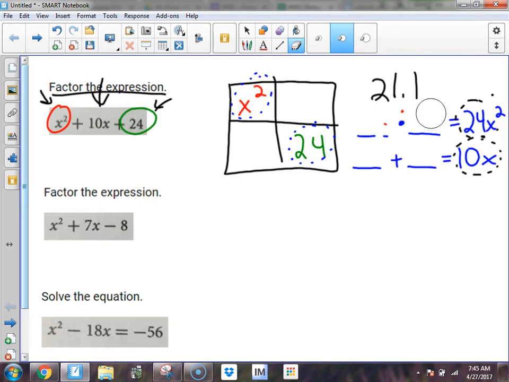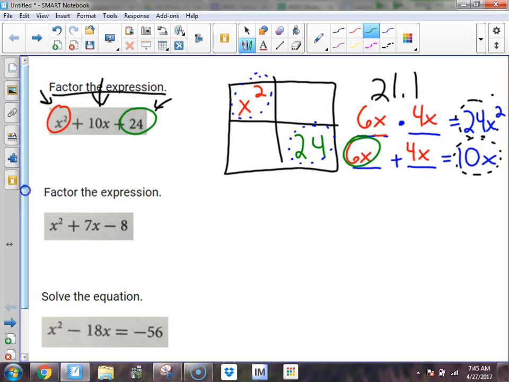Any other numbers you think might do this for us? Yes? 6 and 4. Let's check and see if this works. 6x and 4x. Okay, so yes, they do multiply to 24x squared. Now let's check. Does 6x plus 4x equal 10x? It does. Okay, so this is what we do. We put the 6x and the 4x that we just found in either one of these. It doesn't matter which one we choose. I'm going to put down 6x here and 4x here.